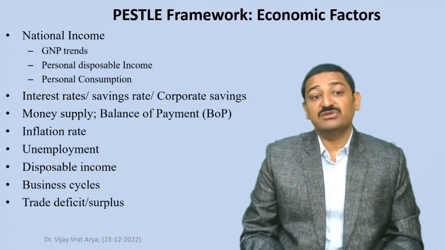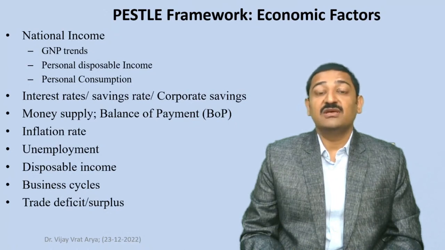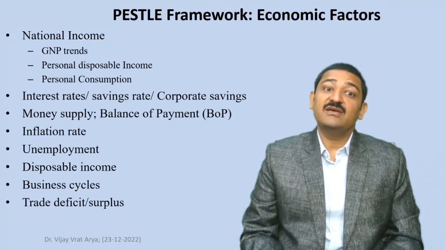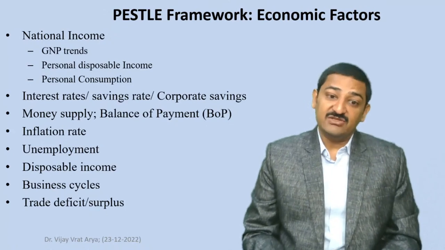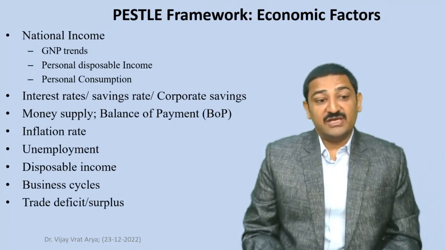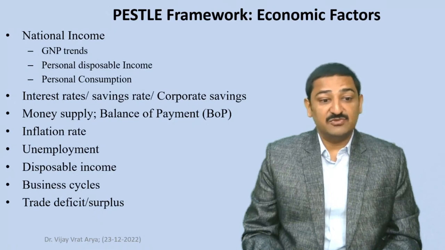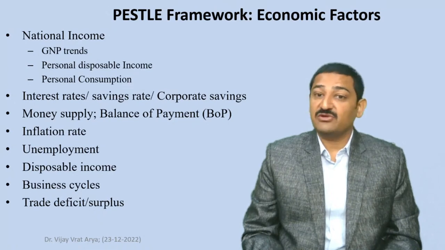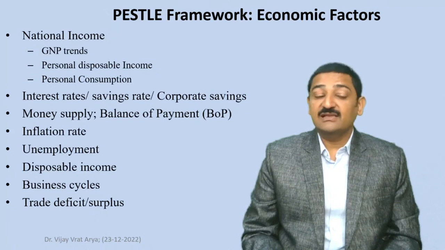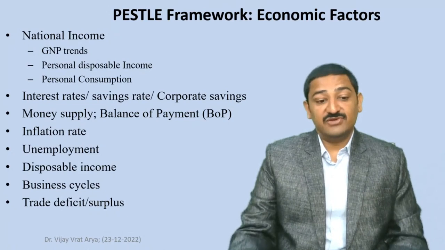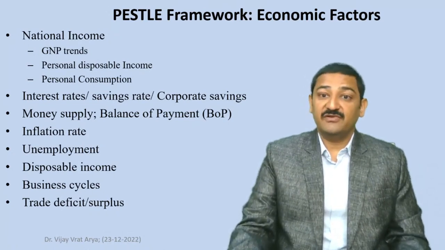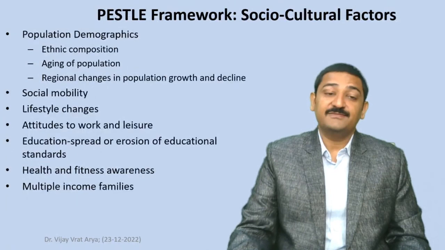Apart from that, the interest rate position, the saving rate position, and the corporate savings position also help in defining a specific strategy from the perspective of the PESTLE framework analysis. Then the money supply, balance of payment, inflation rate, unemployment position, disposable income. We have already referred to the personal one. The business cycle, and trade deficit or its counter, that is trade surplus position, can be referred to under this economic factors head.